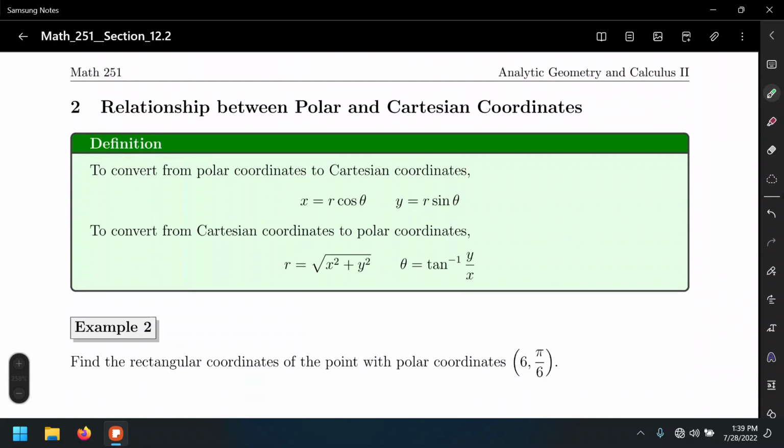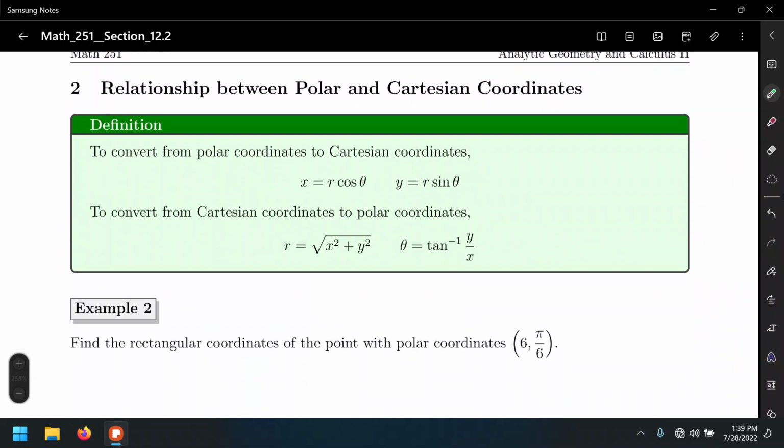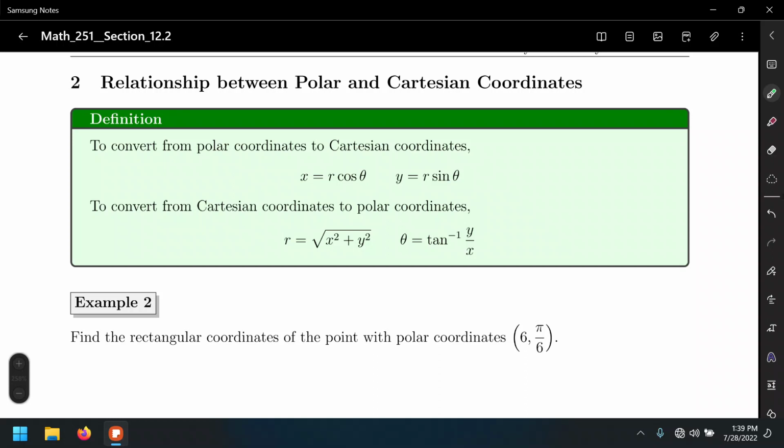How do we relate polar and Cartesian coordinates? Here are the formulas to convert from polar to Cartesian and vice versa. Like I mentioned before, the polar system rests on the fact that we are looking at circular functions. And where are the circular functions coming from? From the relationship between radius and angle. Basically, not just the unit circle, but actually a circle of any radius.